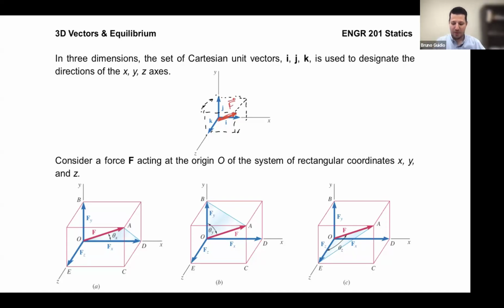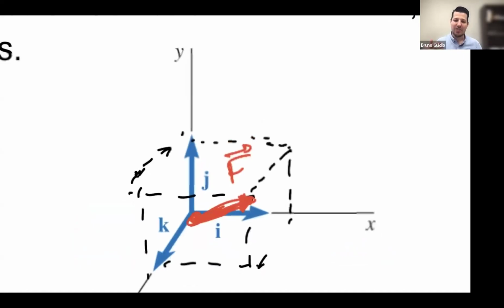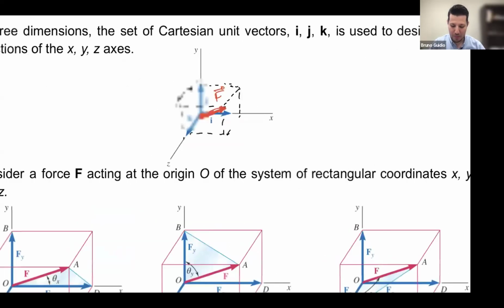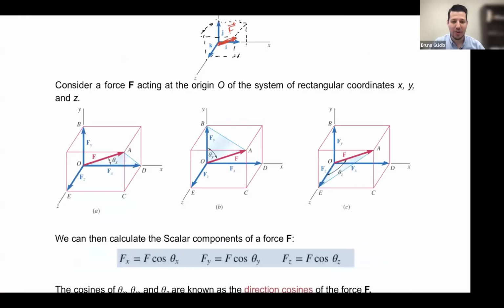Now we've zoomed in with I, J, and K components, meaning the X, Y, and Z components. So that's what we're going to be working on in today's lecture. Consider the same force that I drew for you, acting on the orange O in this system of X, Y, Z. And as I showed you, we have this force with X, Y, and Z components.